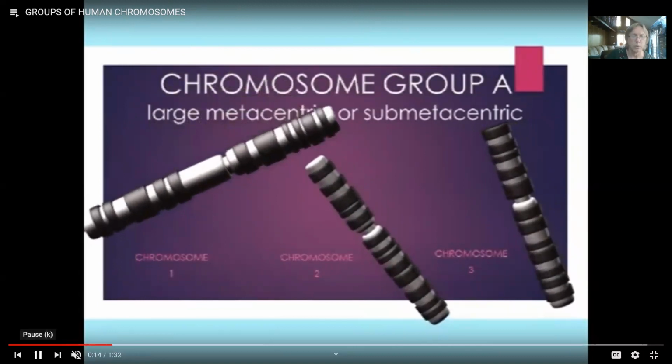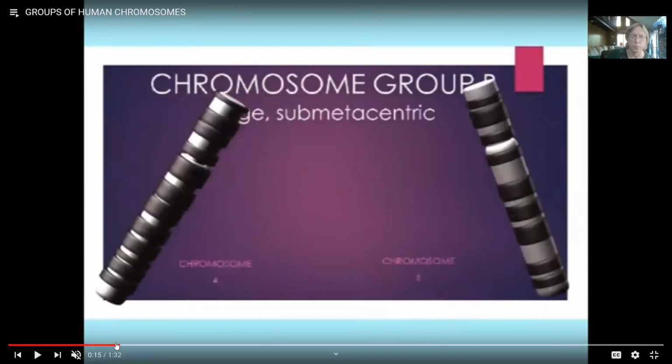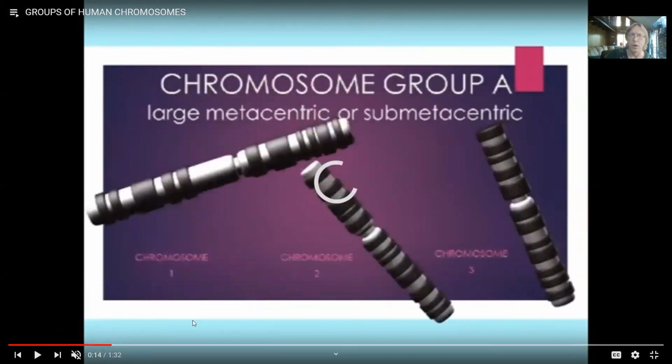The first three chromosomes are what we refer to as group A, where they are the largest of the chromosomes, being either metacentric or sub-metacentric.